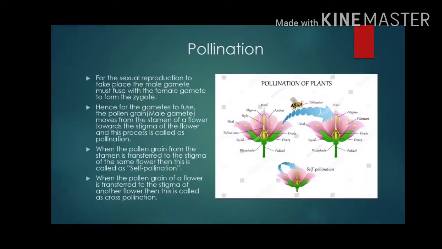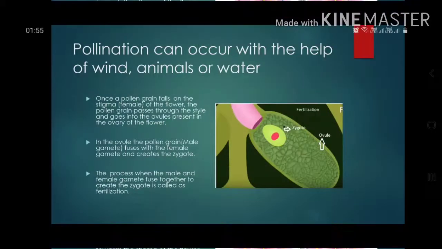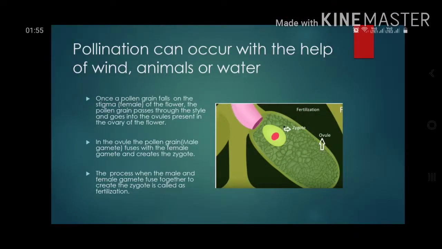Once the pollen grain from the anther of a flower falls on the stigma of another flower, then the pollen goes through the style and gets into the ovule that has the female gamete. The male and the female gamete fuse together and form the zygote. This process is called fertilization.